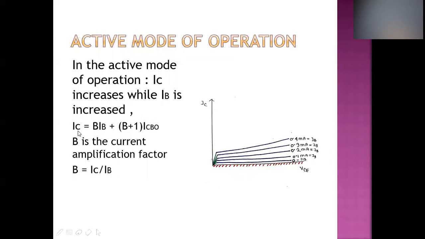Now, as I said, in the active mode of operation, IC increases while IB is increased. Now, IC is equal to beta IB plus beta plus 1 ICBO. This ICBO is the reverse saturation current that is due to the minority charge carriers, that is the minority holes and the electrons. In my previous videos, I talked about this. Beta is the current amplification factor, and beta is IC by IB. The value of beta is always greater than 1, because the collector current IC is always greater than the base current IB.